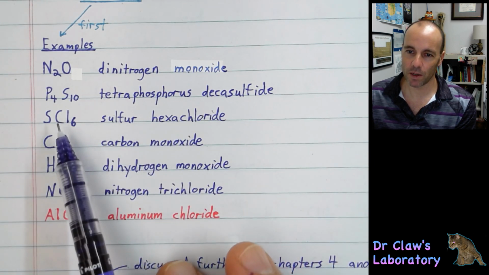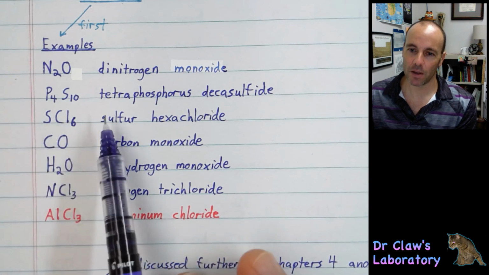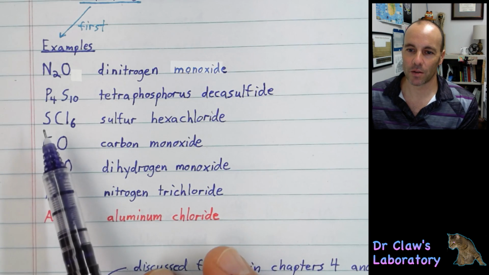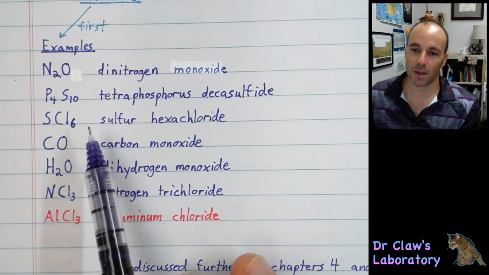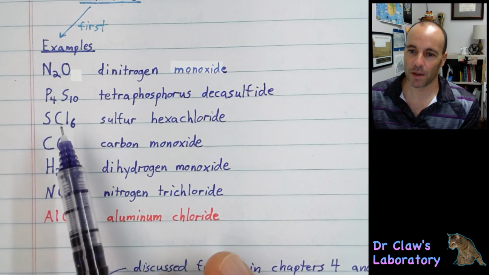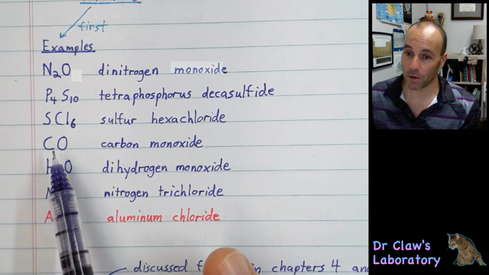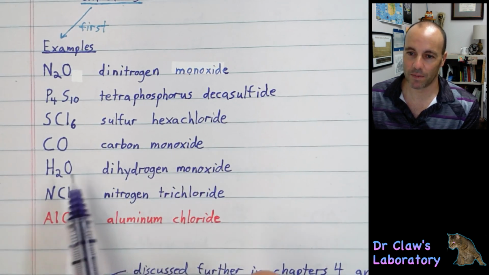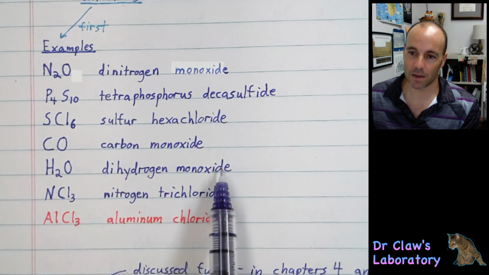This one, you might think it would be called monosulfur hexachloride, 1 sulfur, 6 chlorines. But when there's only one of the first nonmetal, you can drop the mono prefix. Just normal procedure. You don't have to, but it's what everybody does. So this is sulfur hexachloride. And this is not monocarbon monoxide, it's simply carbon monoxide. This one is dihydrogen monoxide.